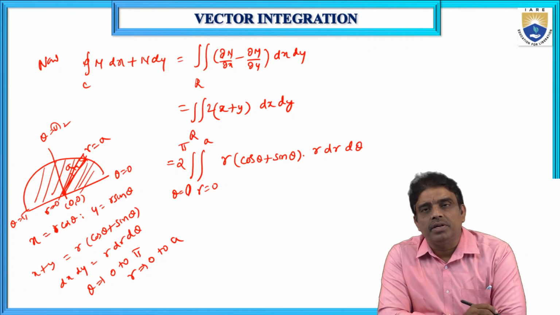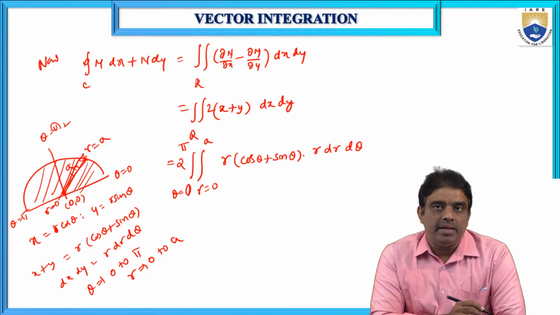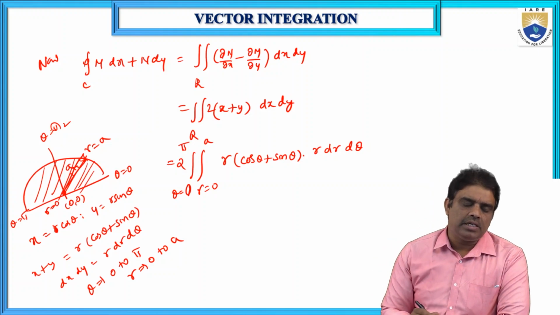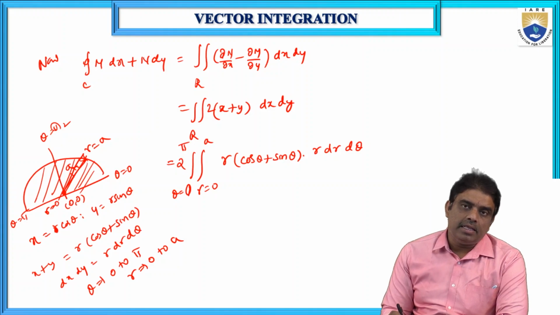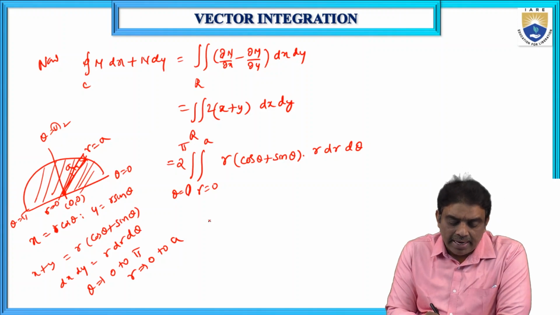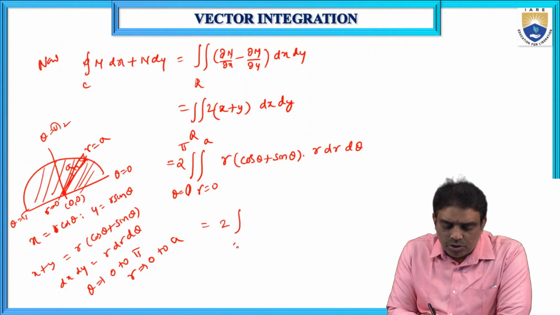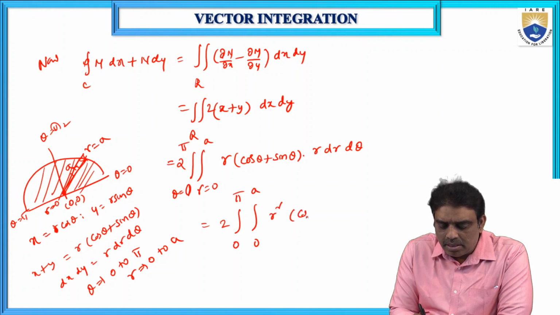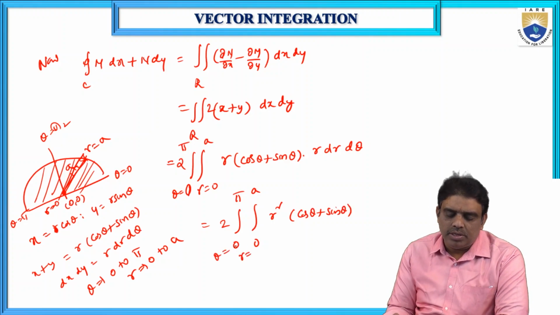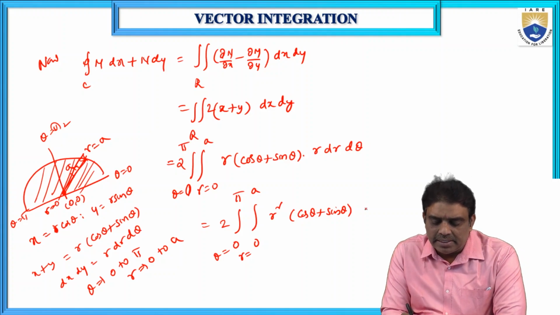So the entire function in the Cartesian system in x and y terms changes to r and theta terms, because evaluating the integral in polar coordinates will be easy compared to x and y. So we get 2 into the integral over theta from 0 to pi, and r from 0 to a, of r square (cos theta plus sin theta). This is the r limit, this is the theta limit.